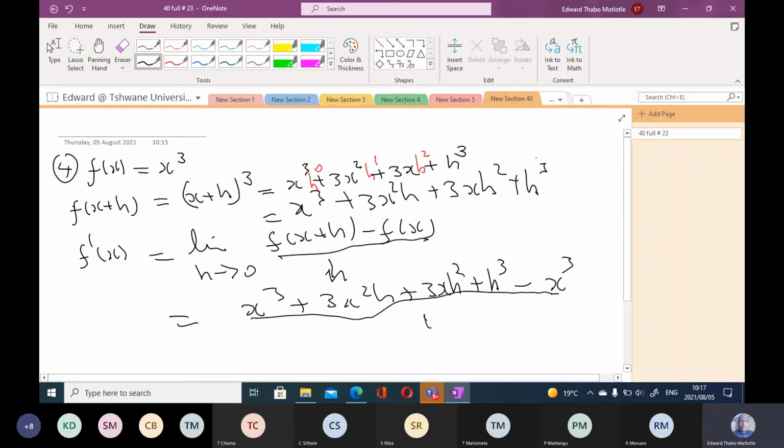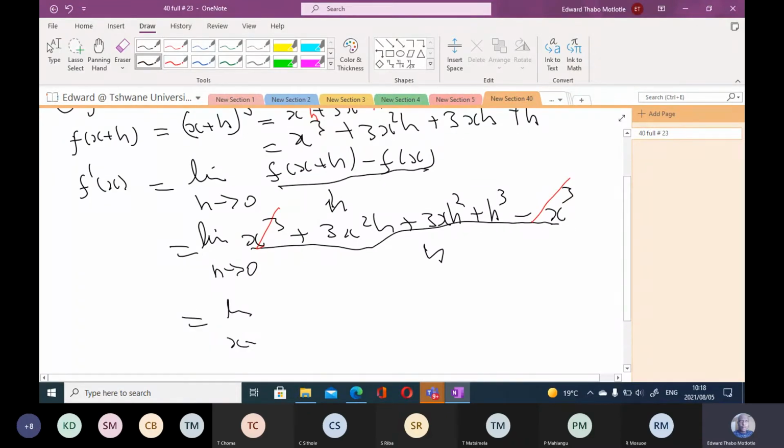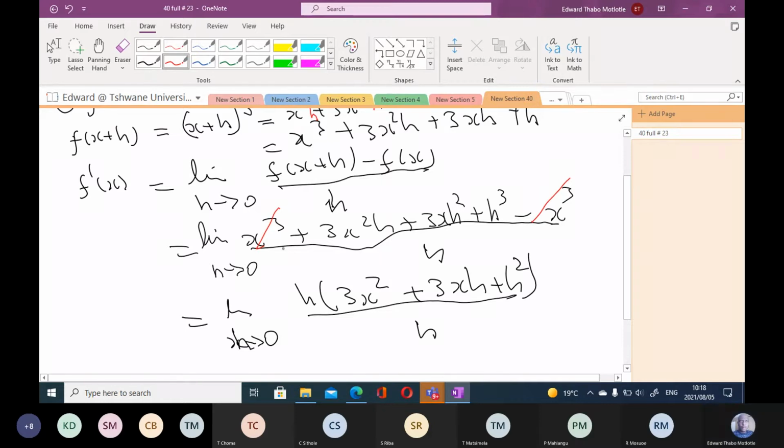And the rule is that you must always keep the limit as h approaches 0. Now, you can clearly see that this cancels this one out. And then on the next step, we take h out as a common factor. So we have the limit as h approaches 0 of h times 3x squared plus 3xh plus h squared, all over h. So h and h cancel out.